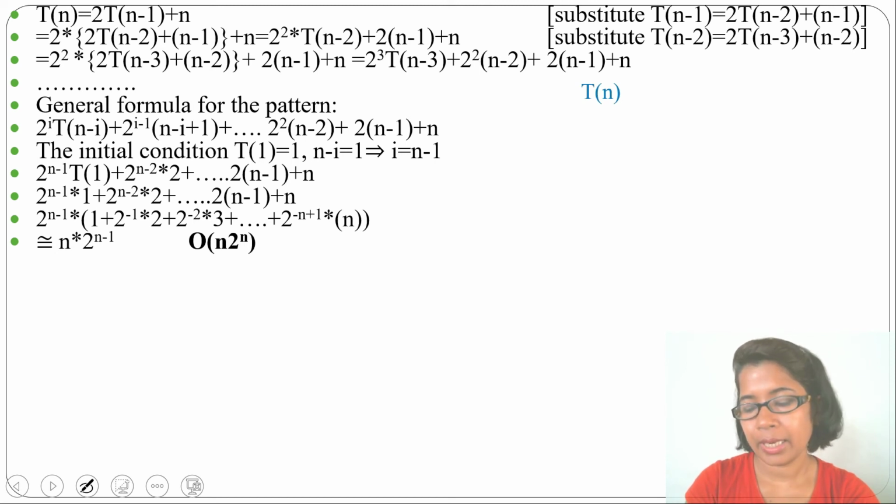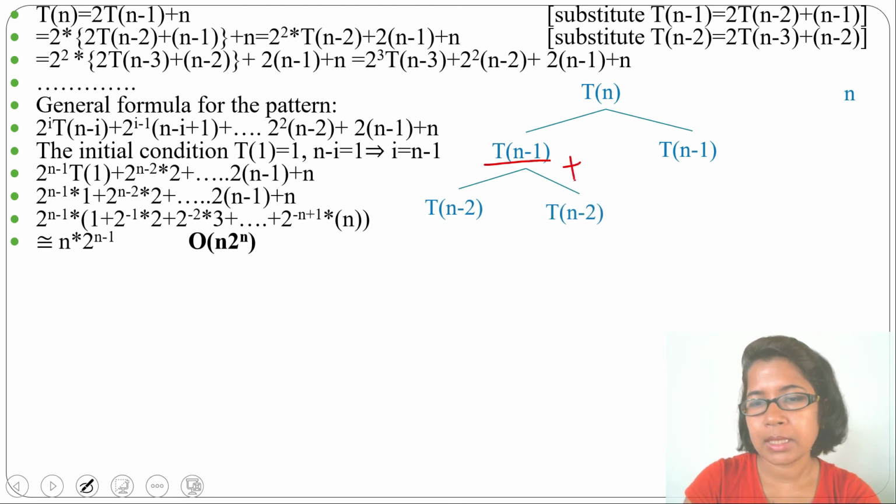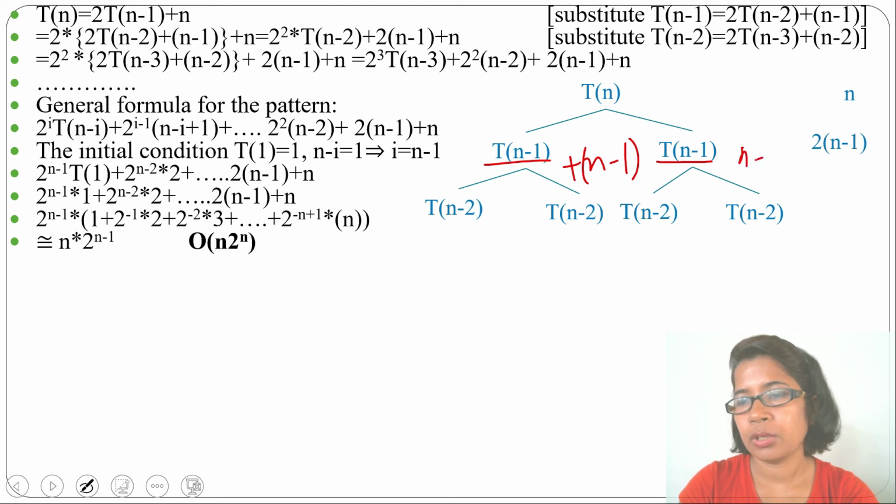So time for n will be time for n minus 1 plus time for n minus 1 plus n. You can get the recurrence relation. It is 2T(n minus 1) plus n. Again for this, time for n minus 1 will be time for n minus 2 plus time for n minus 2 plus n minus 1. So n minus 1 addition will be 2 multiplication n minus 1.